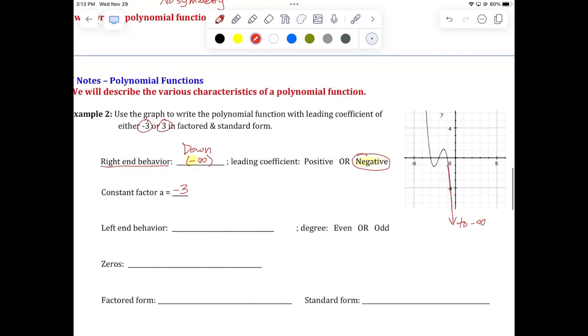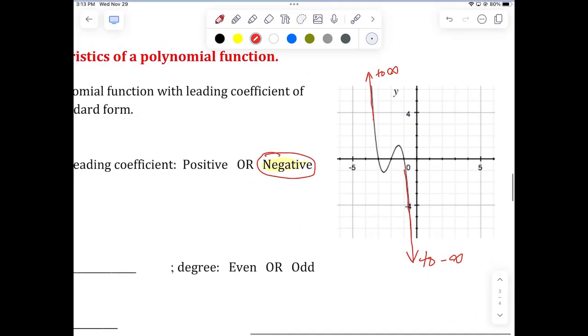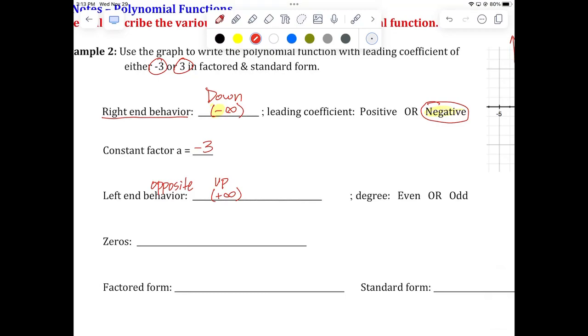All right, now let's look at the left-end behavior. The left-end behavior is positive infinity now, right? Which is the opposite. It's the opposite end behavior. It's going up to positive infinity. So because the end behavior is opposite, should the degree be even or odd? Odd. Opposite, odd. You got it. It's an odd degree polynomial.